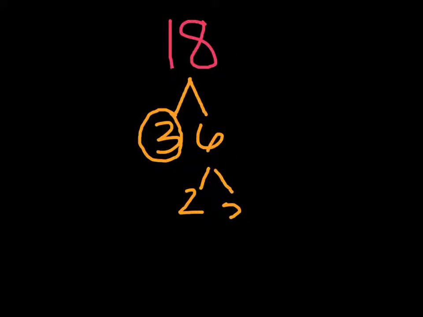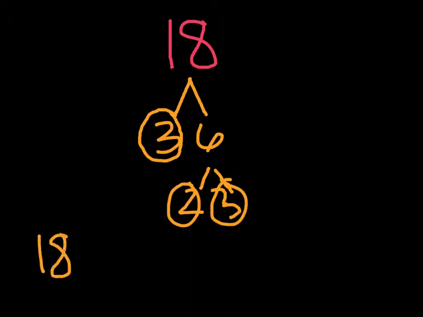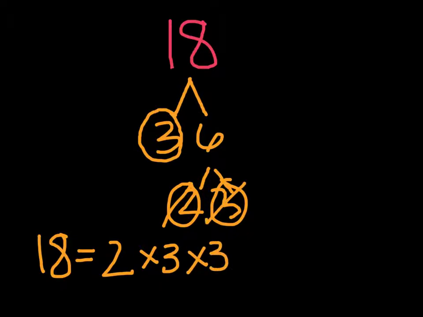Whoops, why does that keep doing that? There we go. And both 2 and 3 are prime. So now I start with the 2 because it has the lowest value. 2 times 3 times 3. Or I could write it exponentially, 2 times 3 squared. Okay.